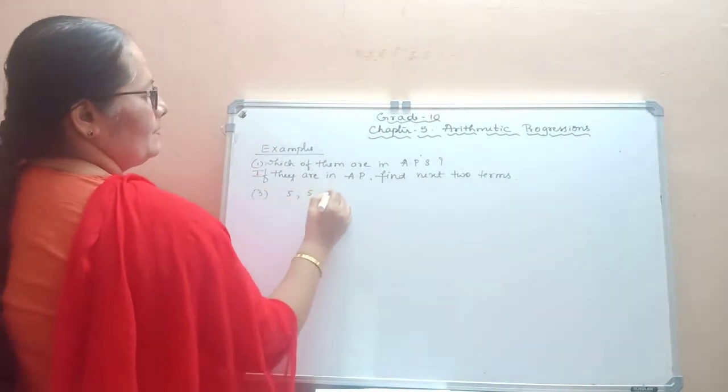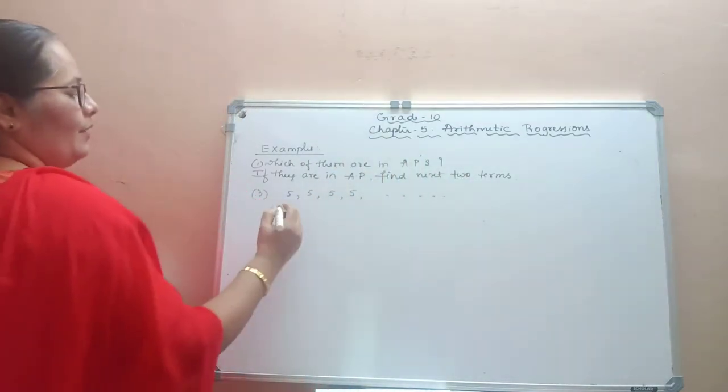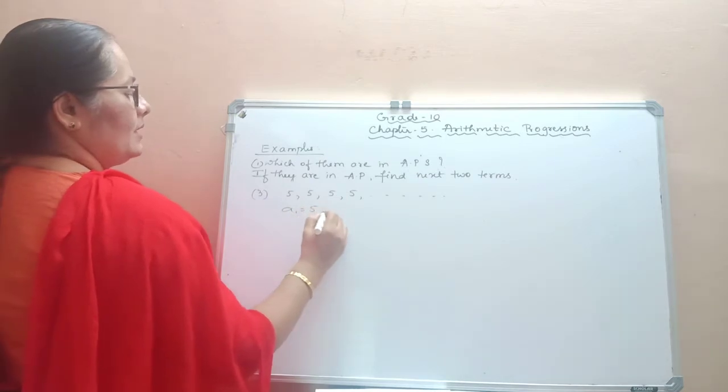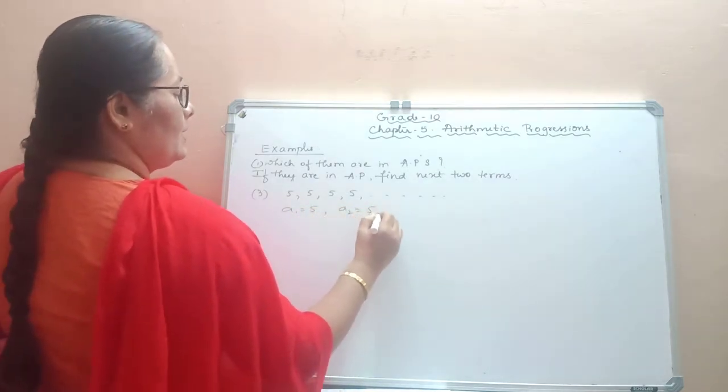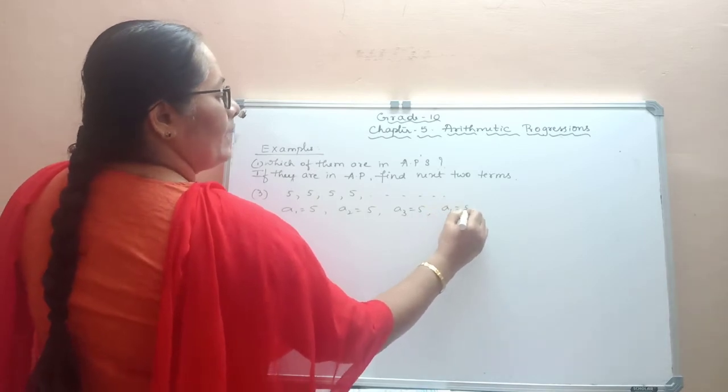5, 5, 5, 5. Okay. First term is 5. Second term is also 5. Third term is 5. Fourth term also 5.